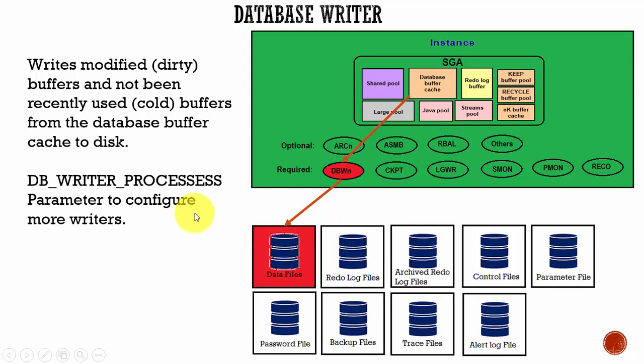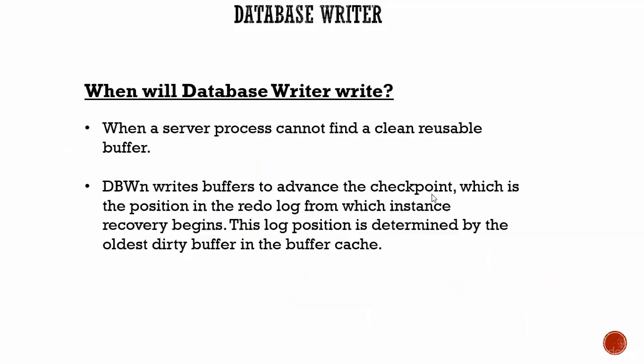Okay, normally one database writer process is enough, but if your database performs a lot of write operations, then obviously you can configure additional processes. You can use the db_writer_processes parameter to configure more writers. Okay, remember this point. The database writer is used to write dirty buffers and cold buffers from the database buffer cache into the data files. But when will the database writer write?